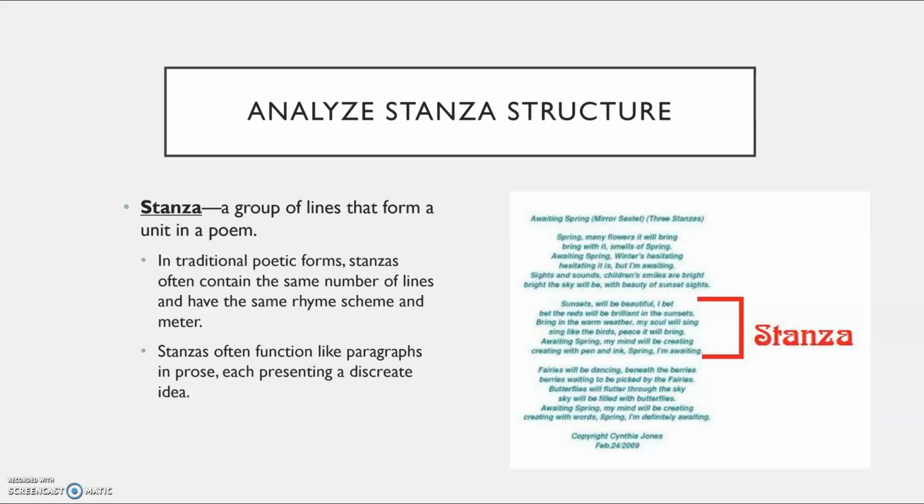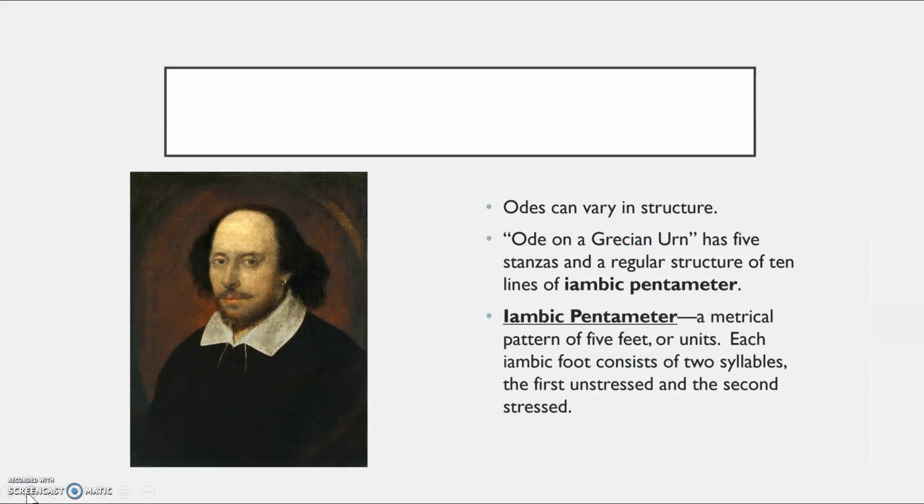Stanzas often function like paragraphs in prose, each presenting a discrete idea or a separate idea. So it's not likely that from stanza to stanza you will be talking about the exact same thing, although it is possible. Odes can vary in structure. Ode on a Grecian Urn has 5 stanzas and a regular structure of 10 lines of iambic pentameter.